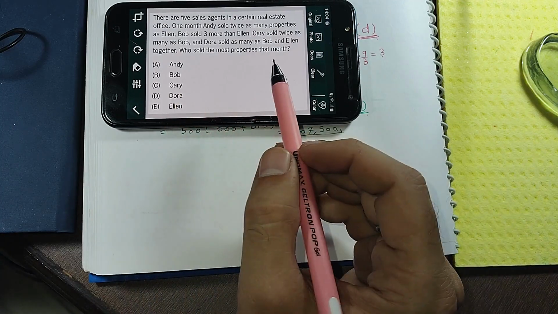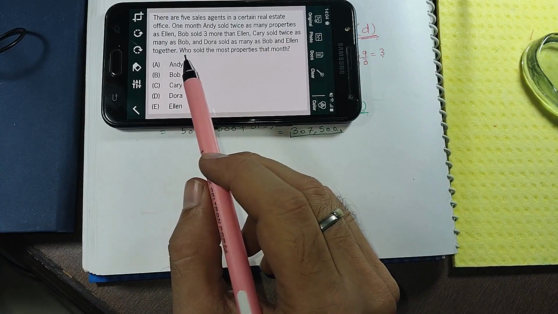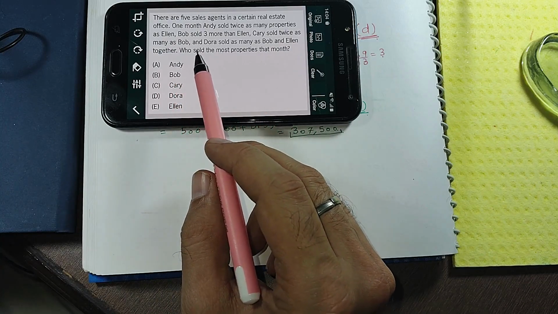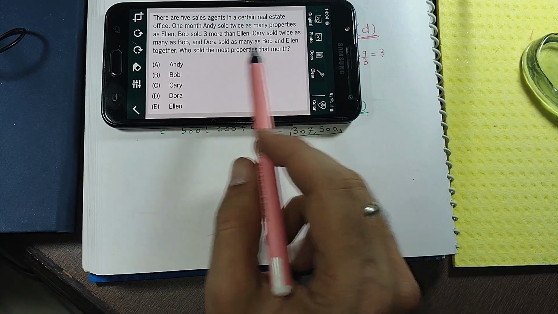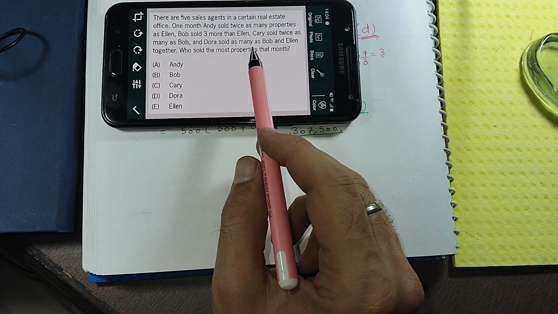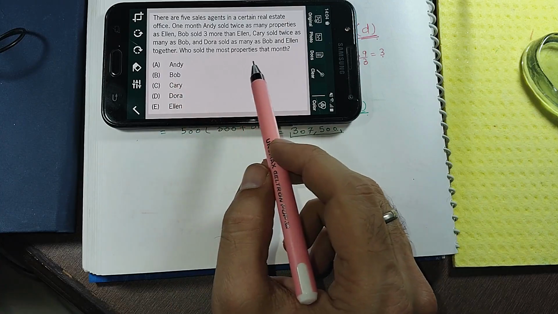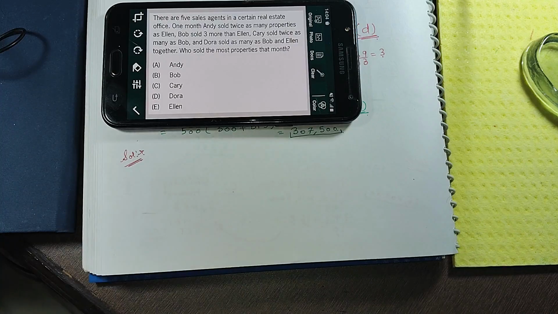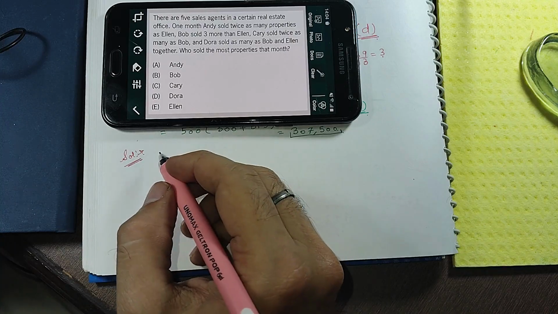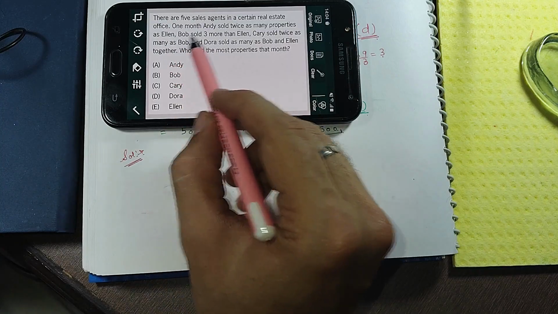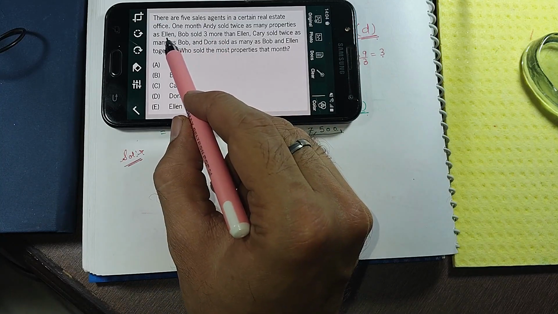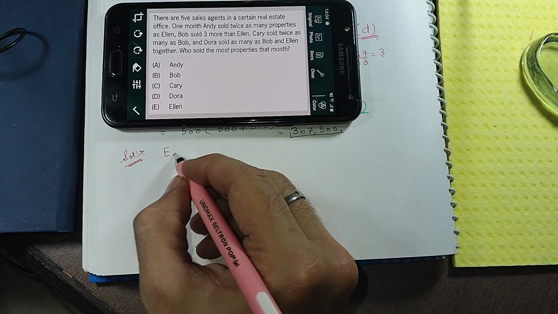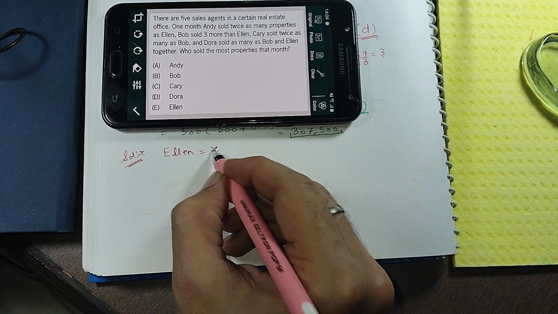There are 5 sales agents in a certain real estate office. One month Andy sold twice as many properties as Ellen. Bob sold 3 more than Ellen. Carrie sold twice as many as Bob and Dora sold as many as Bob and Ellen together. Who sold the most properties that month? So this is a question regarding the comparison of quantities. Now most of the sales agents' properties sold have been compared with Ellen. So we would assume that Ellen has sold X number of properties.